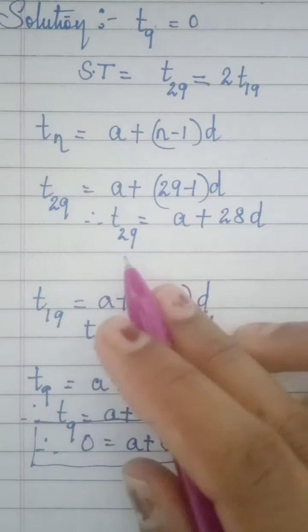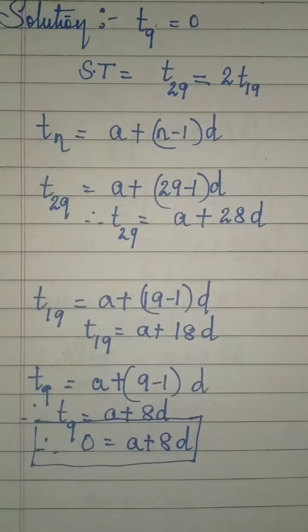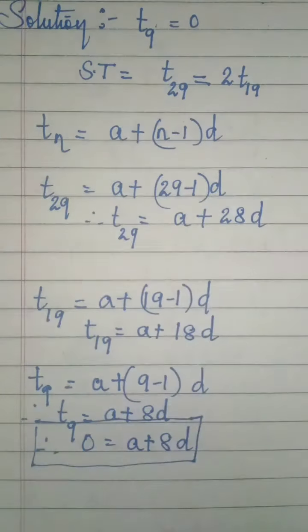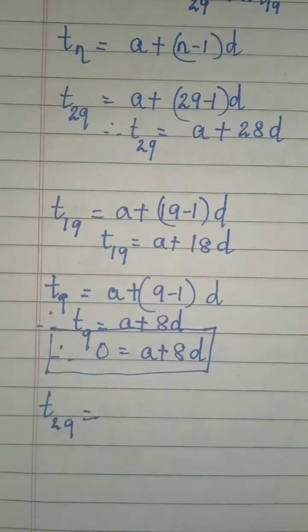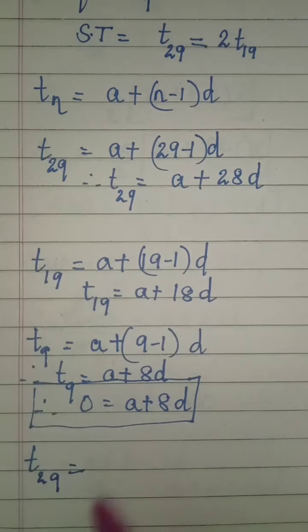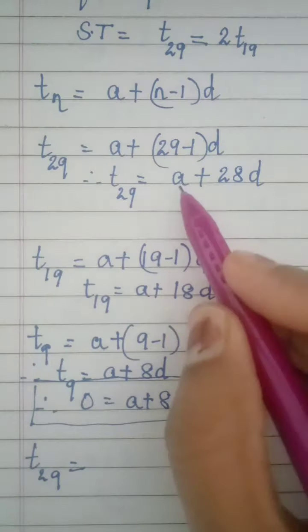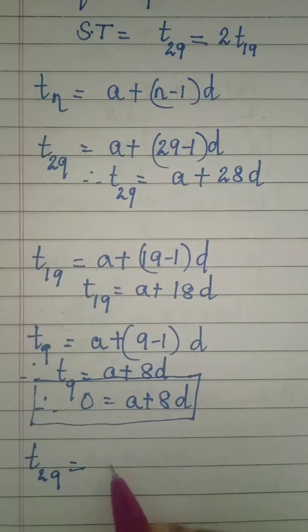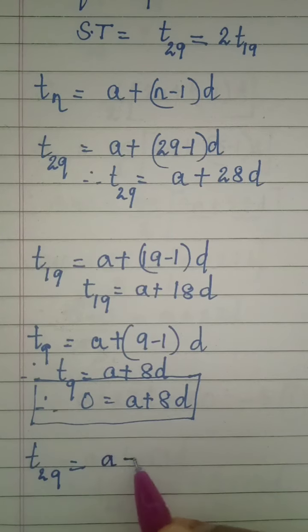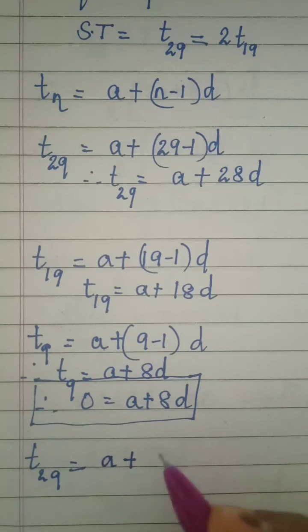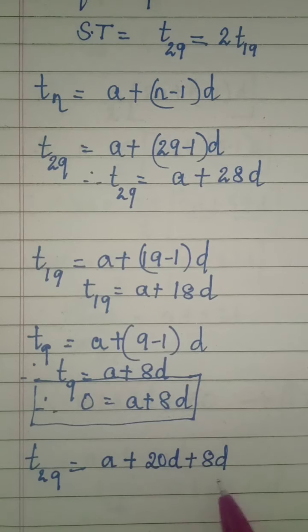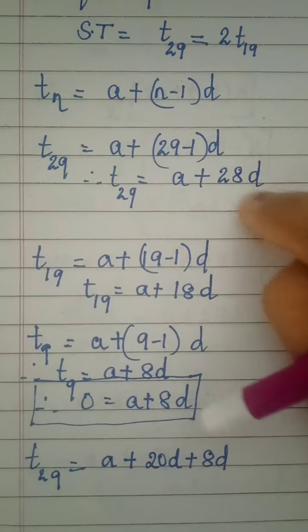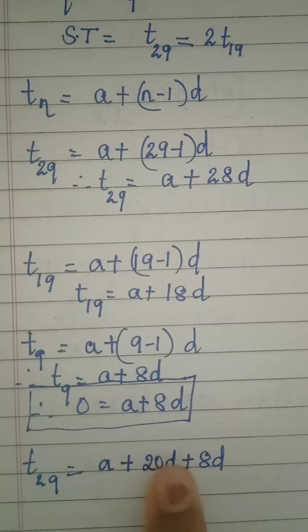Now compare. First let me compare T29. What we got is T29 is equal to A plus 28D. So can I write it in this form? A plus 28D, I can write as A plus 20D plus 8D. 20D plus 8D is 28D, no? So this 28D, I wrote it as 20D plus 8D.